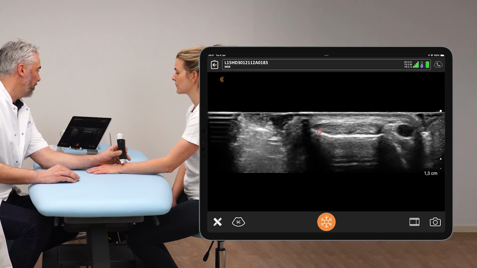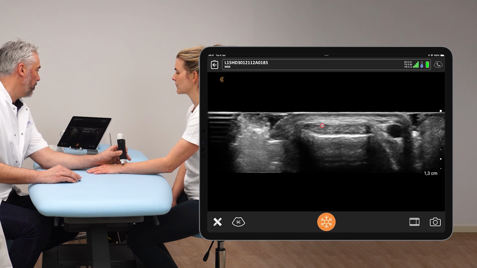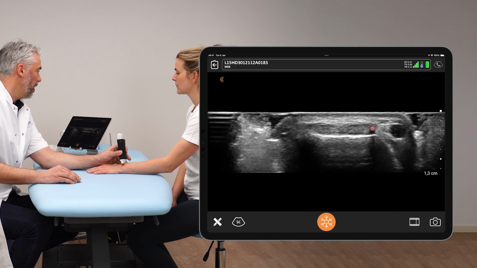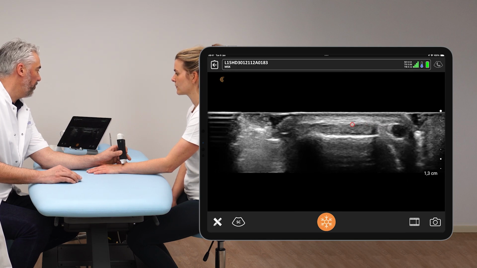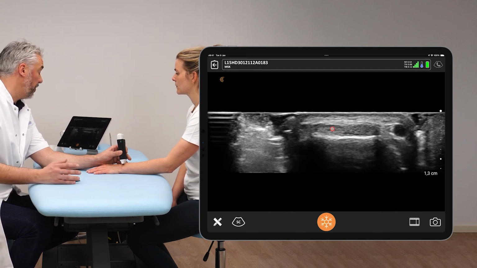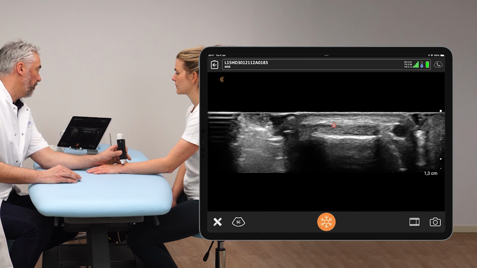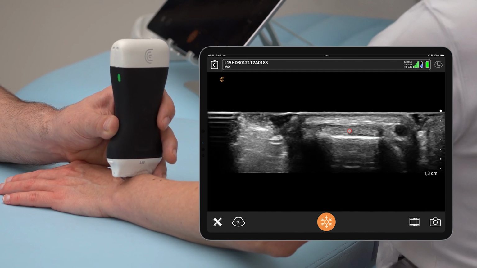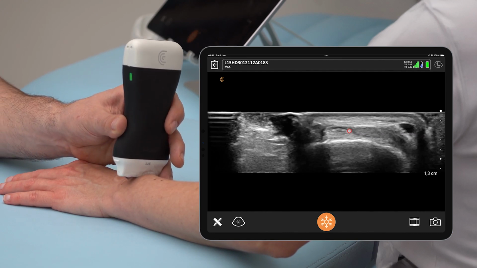Both tendons are within a tendon sheath, so the tendon sheath you can see right there, and we're going to observe the thickness of the tendon sheath. We're going to observe the cross-sectional area of both tendons, of course also the echogenicity of both tendons, and whether there is fluid around each tendon. The intersection is a little bit more proximal, so let's slide to proximal and see what happens.